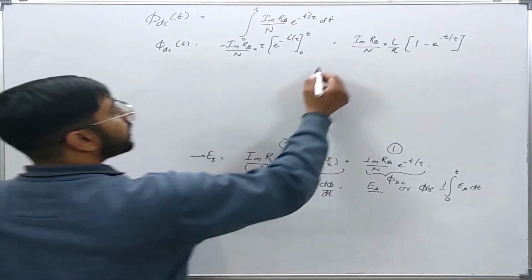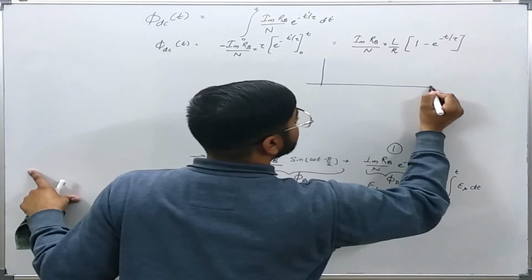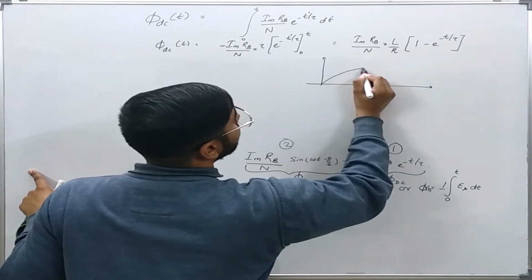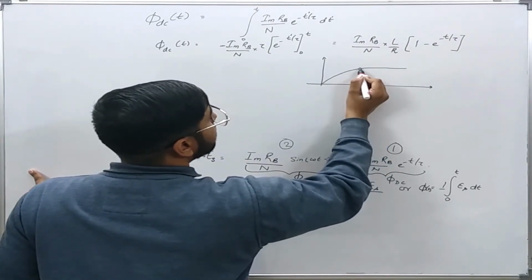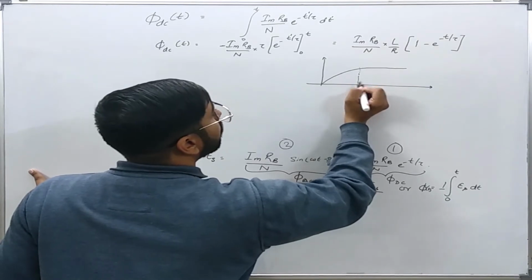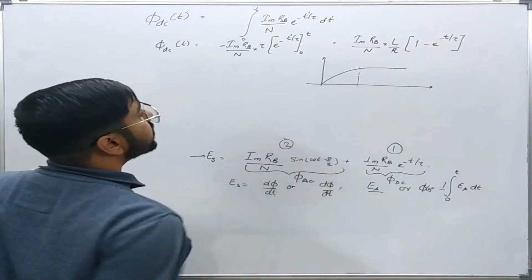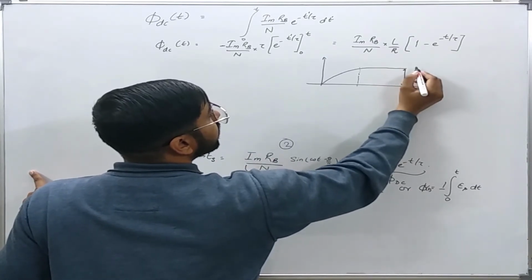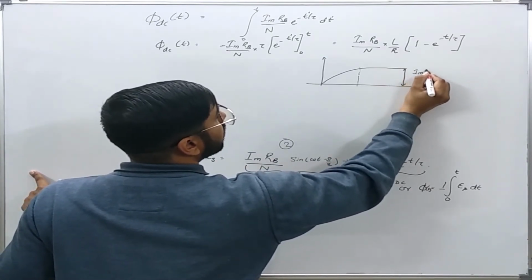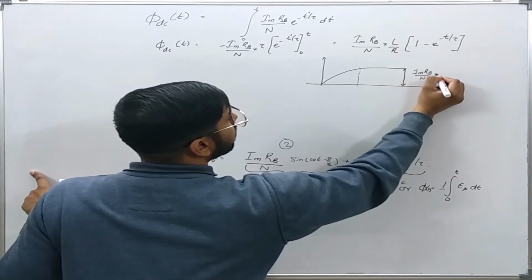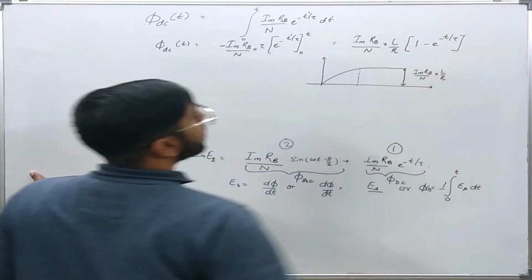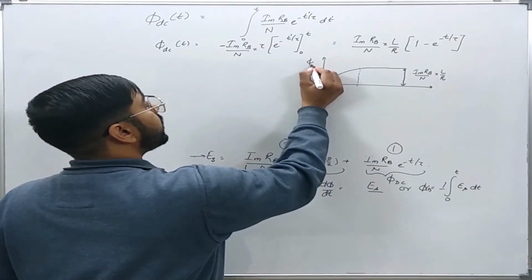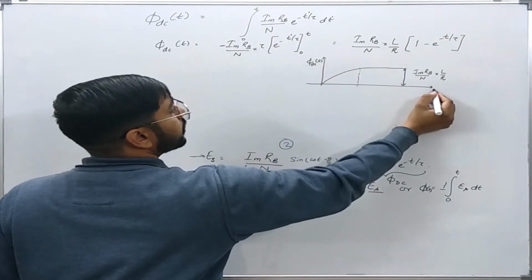Now you can see that it will have a waveform like this. It will increase from 0, and according to this time constant, it will rise up to its maximum value at infinity, equal to Im RB over N into L over R. So this is phi DC and this is t.